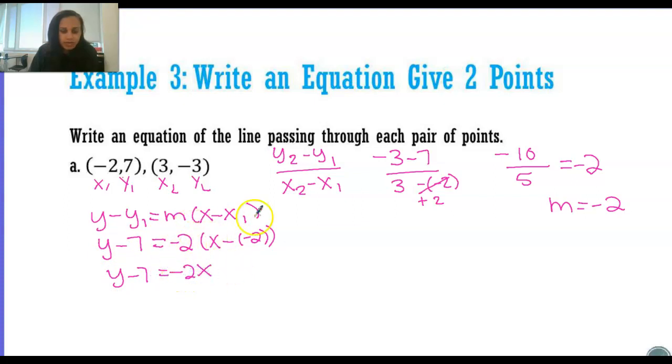I'm going to distribute that. And really, just think about this as minus negative is like +2. So therefore, I'm going to distribute -2 times +2 is -4. And then I add 7 to both sides. So y equals -2x plus 3.